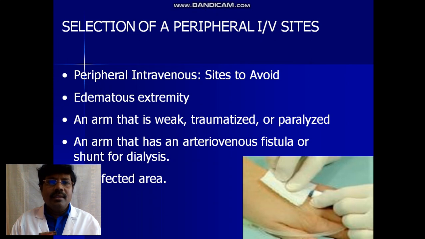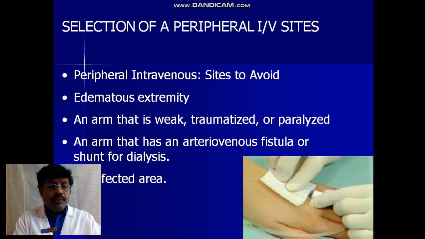You can see in the PPT in front of you. This shows the selection of peripheral IV sites. Selection of peripheral IV sites is most tedious in the nursing field. So the site to avoid is actually edematous extremities. Edematous extremities should not be selected for IV administration. An arm with weak, traumatized or paralyzed hands also should not be selected for IV administration. And also, hands with a fistula, AV fistula or shunt, you should not select these hands for IV administration.